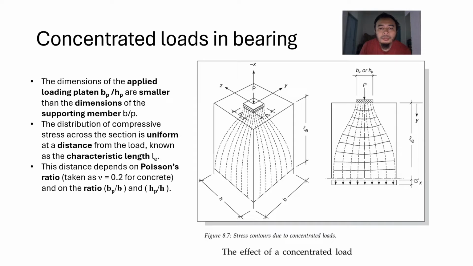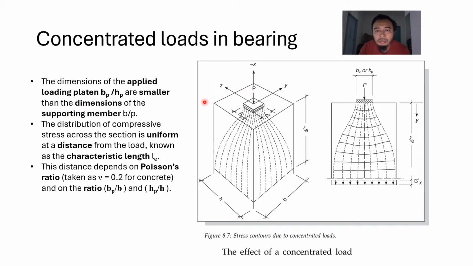So in this video, we are continuing on discussing the compressive joint. In this second video, we take a look at concentrated loads in bearings. Concentrated load, as the name implies, is when you have a plate smaller than the supporting members, so the dimensions of the applied loading platen, BP over HP, the plate here, are smaller than the dimensions of the supporting member, B over H.